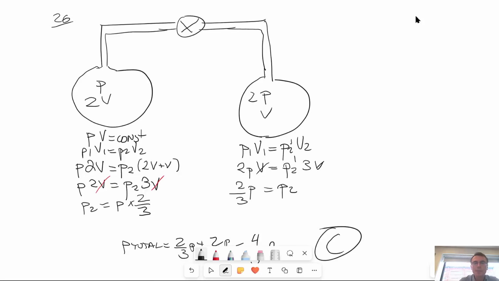So question 26, I really liked this one. The trick on this one is to consider that there is no change in temperature, therefore we have to use Boyle's law, which means that pressure times volume is equal to a constant.